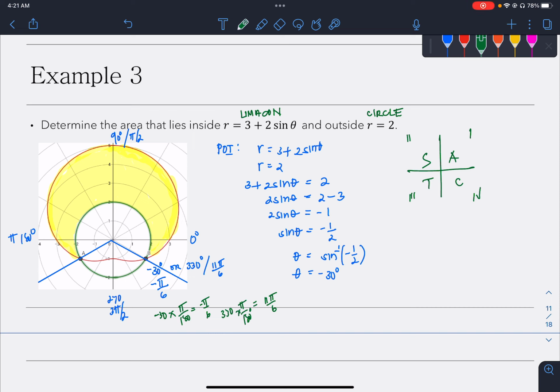But then, as we can see here, we're talking about the sine function, but we have a negative value, a negative 1/2. And as we can see here, sine is positive at the first and second quadrant. It's negative at the third and fourth quadrant. As we can see here, the one that we got is the fourth quadrant, which is a negative 30.